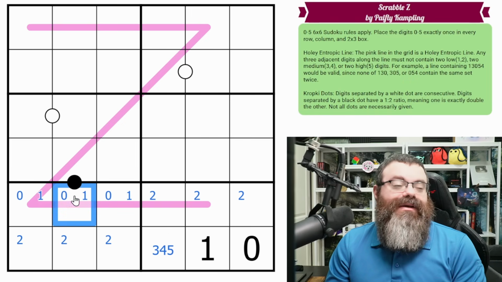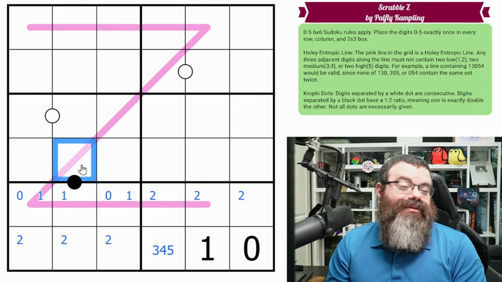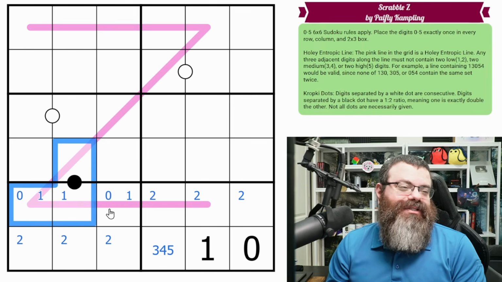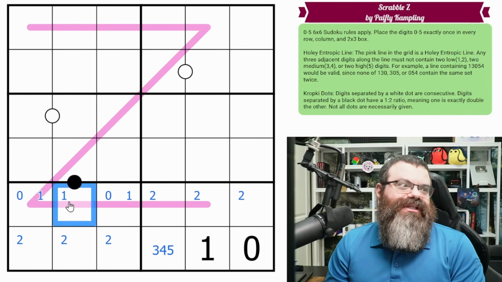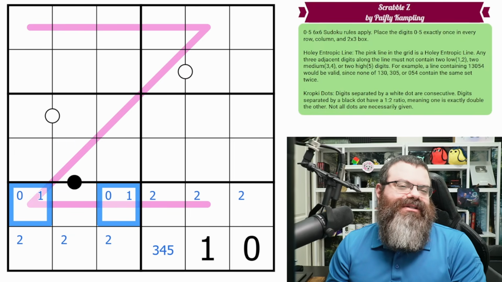Okay. Now we said we can't put a 0 on a black dot because it would have to double to 0. 1 would put a 2 here, which seems okay. Oh, no, that is not okay. Notice that this is also a group on our entropic line. So if this was a 1, this would be forced to be a 2, and now we'd have 2 lows within these 3. So that is not the 1. So this is actually a 0, 1 pair.